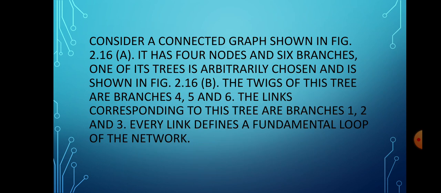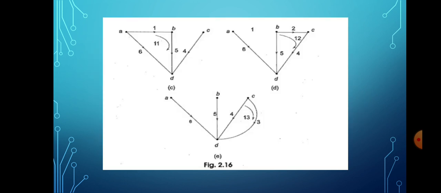Consider a connected graph shown in figure 2.16. It has 4 nodes and 6 branches. One of its trees is arbitrarily chosen and is shown in figure 2.16b. The twigs of this tree are branches 4, 5 and 6, and the links corresponding to this tree are branches 1, 2 and 3. Every link defines a fundamental loop of the network.